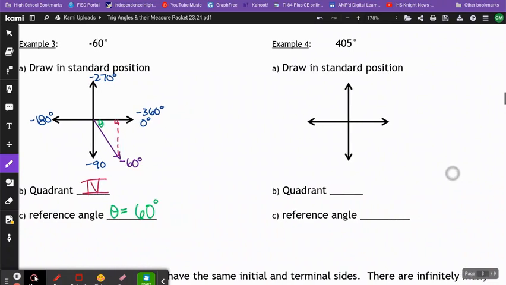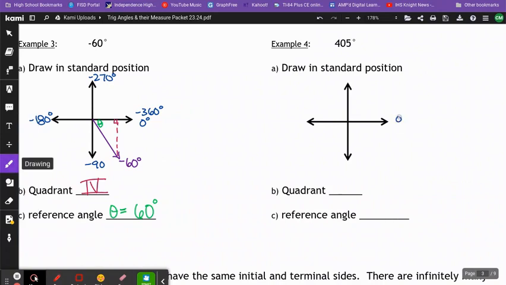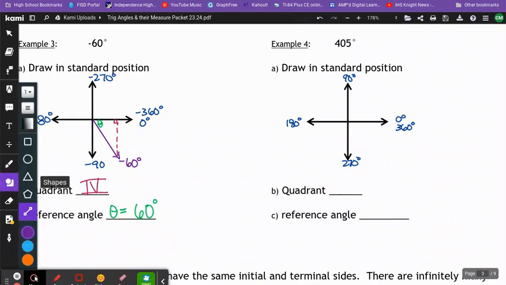Okay, over here, 405. So this angle is more than one whole rotation. So 0, 90, 180, 270, 360. So one rotation around a circle is 360 degrees. This one goes even further. It actually goes another 45 degrees, right, to get up to 405.